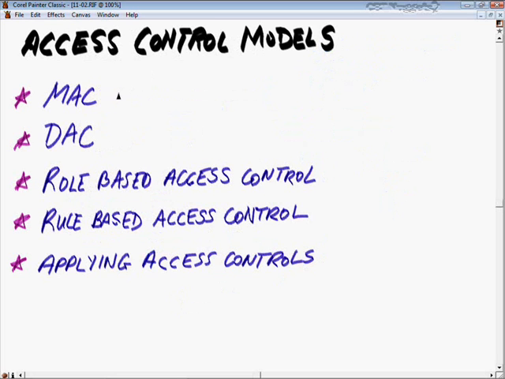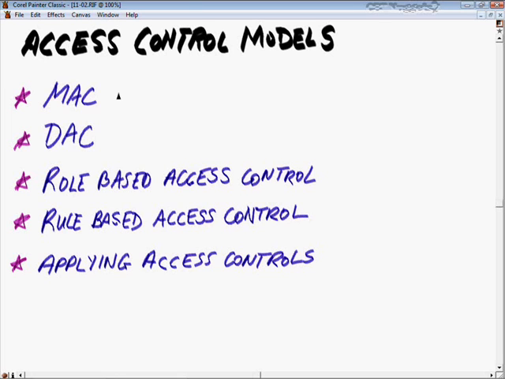Okay, next I want to define 4 very important access control models: MAC, DAC, role-based access control, and rule-based access control. And I'm not going to write all this out, okay? So I'll need you to, if you can, try to take some good notes or outline this particular area I'm talking about, because you will be specifically tested on these access controls.